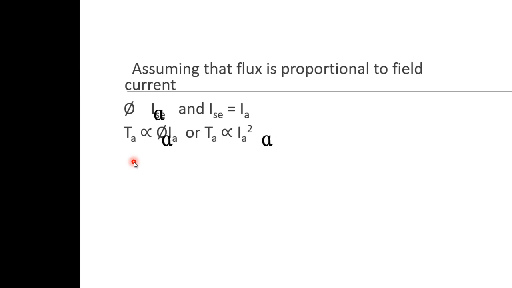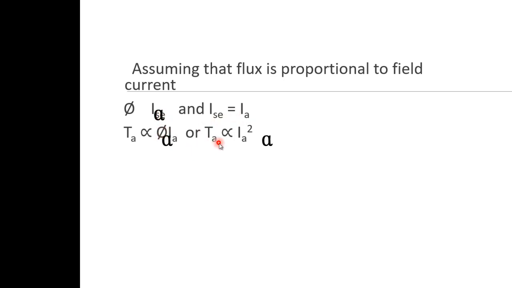So whereas in a shunt the flux will be constant, here flux is not constant, it depends upon the armature current or else the series field current. So if I say the flux is directly proportional to ISC and ISC is equal to IA, so instead of ISC directly I can substitute IA. TA is directly proportional to flux into IA. Flux is directly proportional to ISC. So when I substitute here, instead of ISC, I can substitute IA.